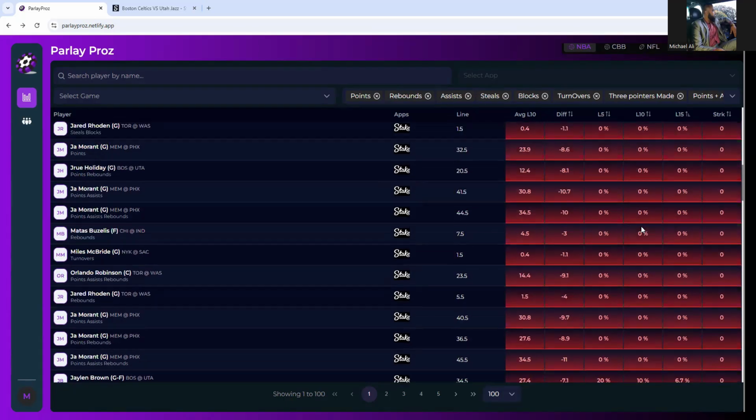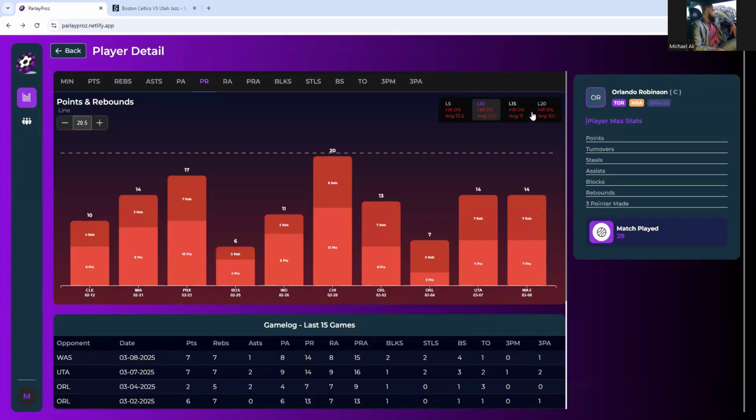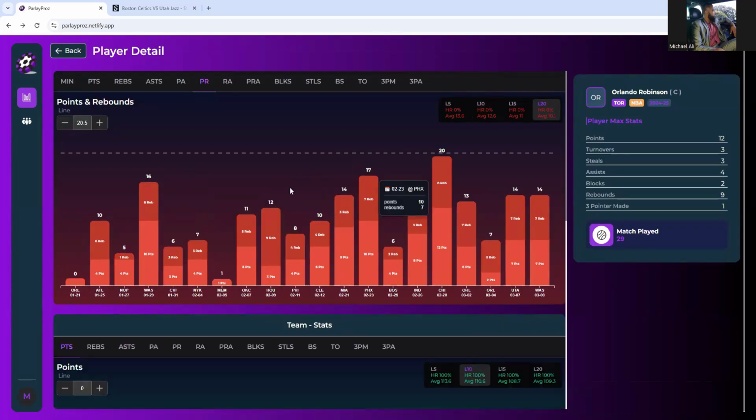It's not complicated at all. The scanner is very, very easy to read. All right. So if it's 0% towards this line, the percentage is in relation to the line that is scraped from the sportsbook. So you know that, hey, in 15 games, he didn't go over. So this guy's points and rebounds, let me go here, and you could check the 15 games, you could check 20 games.